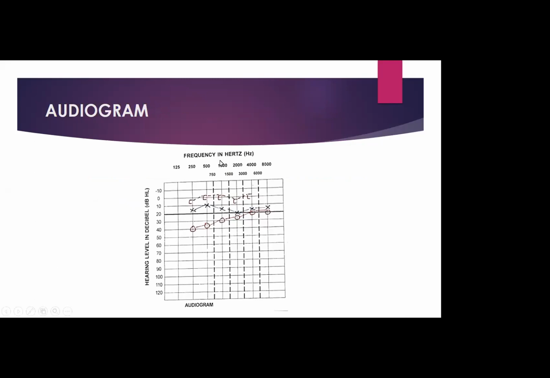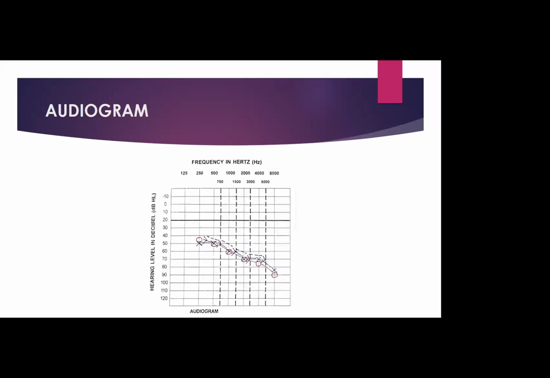So here we can see that for the left ear, the blue crosses are within the normal limits. The red circles show the air conduction thresholds at 250, 500, 1000, 2000, 4000, and 8000 hertz. And the red brackets connected with the dotted lines are the masked bone conduction thresholds of the right ear. Since there is a gap of more than 10 decibels between the air conduction and bone conduction thresholds of the right ear, this indicates a conductive type of hearing loss, the average being around 30 decibels in air conduction and around 3 to 5 decibels in bone conduction.